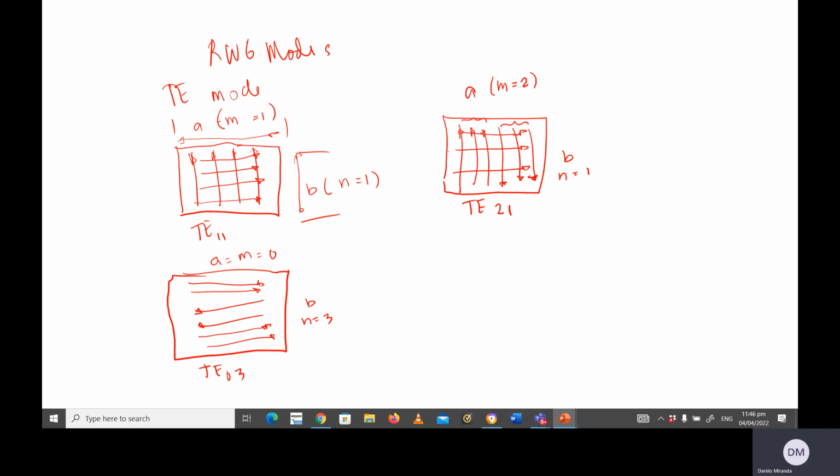Then let's do one another one. How about TE30? So, kabaliktad naman nito. Ayan. So, this is 1. This is your second. This is your third. So, your A is equal to M, which is 3. And then your B is N is equal to 0. Ayan, this is a TE transverse electric 3-0. Okay? Ayan.